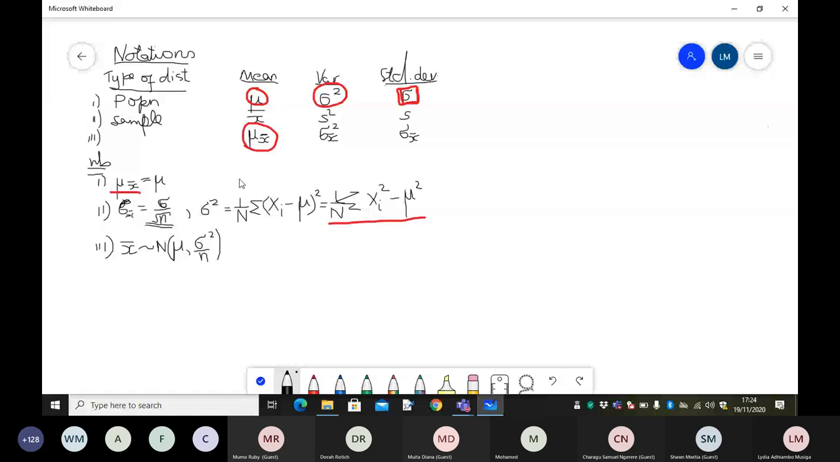So remember the formula for getting population variance. Let me just illustrate how we can calculate population variance.